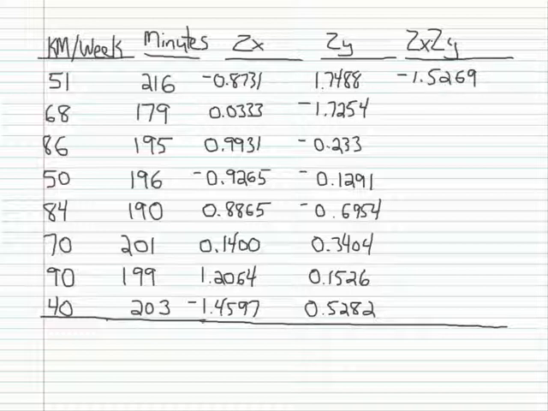I'll do the same thing. I'll multiply 0.0333 times negative 1.7254. And the result is going to be negative 0.0575.